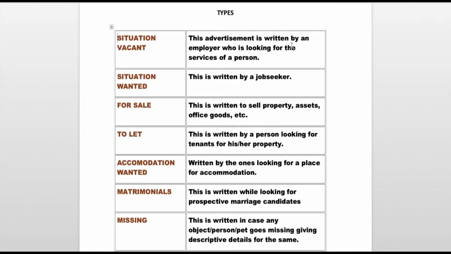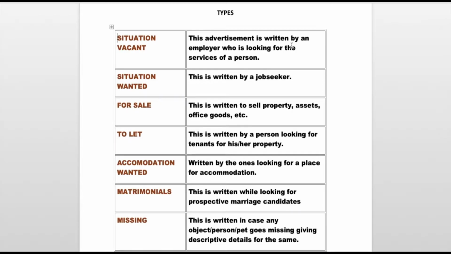The next type is situation wanted. This advertisement is also in relation to employers and employees, but this advertisement is put up by someone who is looking for a job. Someone who is in need of employment would write all his details, all his qualifications, all the qualities and all the skills he has, and he would draft it in the form of an advertisement, and he or she would give it to the specific newspaper which has this classified column.